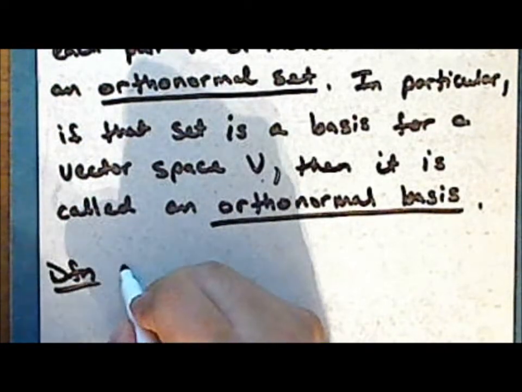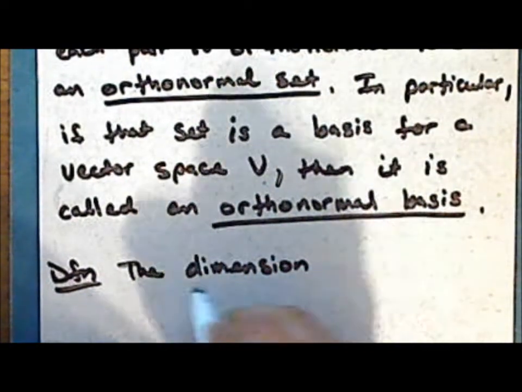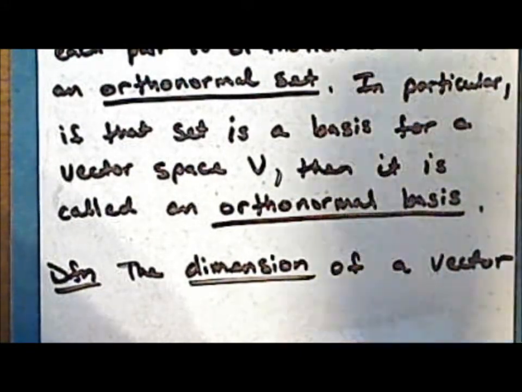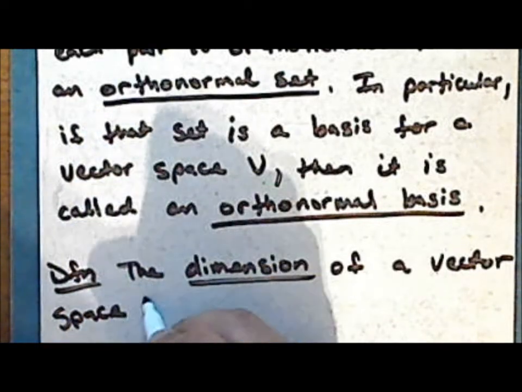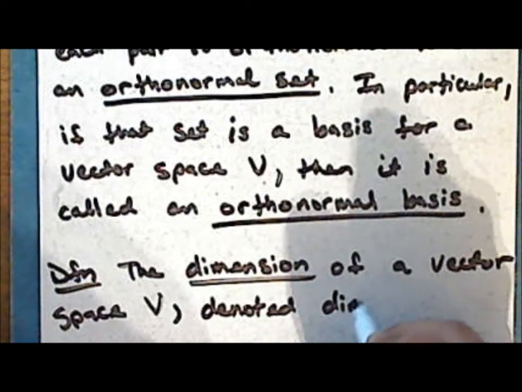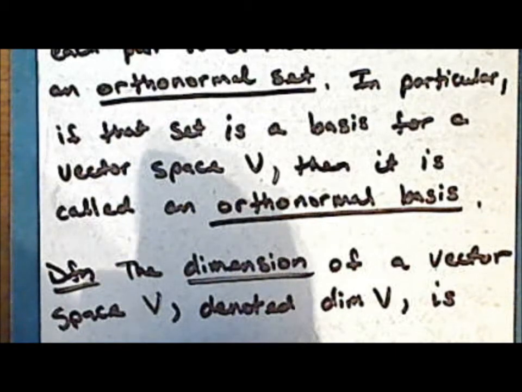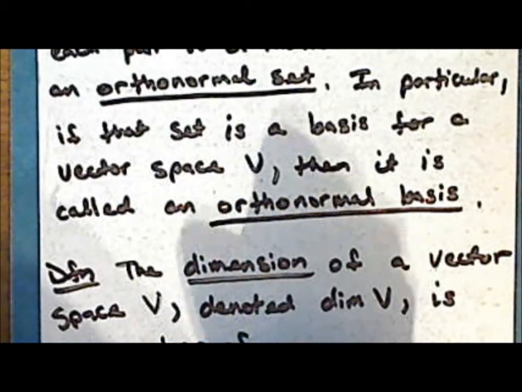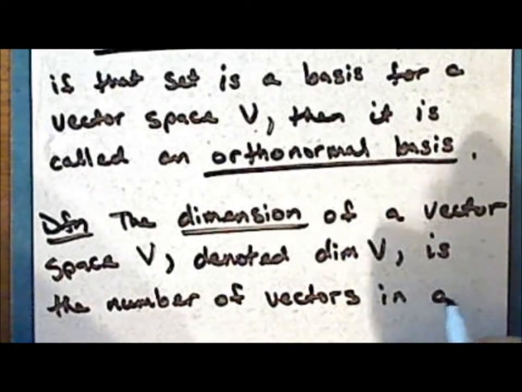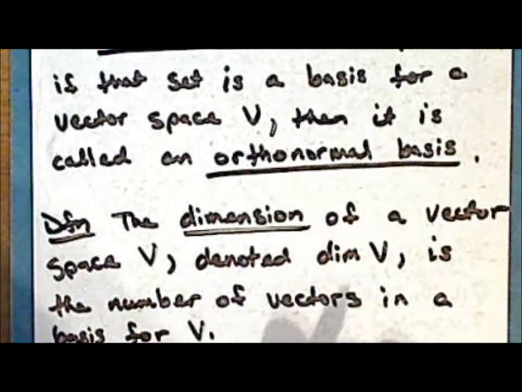So, new definition: the dimension of a vector space V, which we denote dim V, is the number of vectors in a basis for the space.